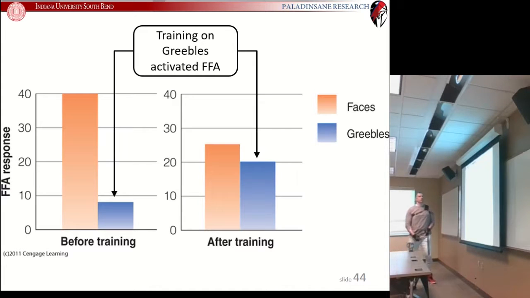So training on the Greebles seems to have changed the activation of the fusiform face area, seems to have increased it, indicating, number one, experience-dependent plasticity. So the structure of that fusiform face area actually changed. Those connections were actually rewritten to help them recognize Greebles. And at the same time, it also argues that this area is not specialized for faces. It's specialized for highly, highly trained stimuli.